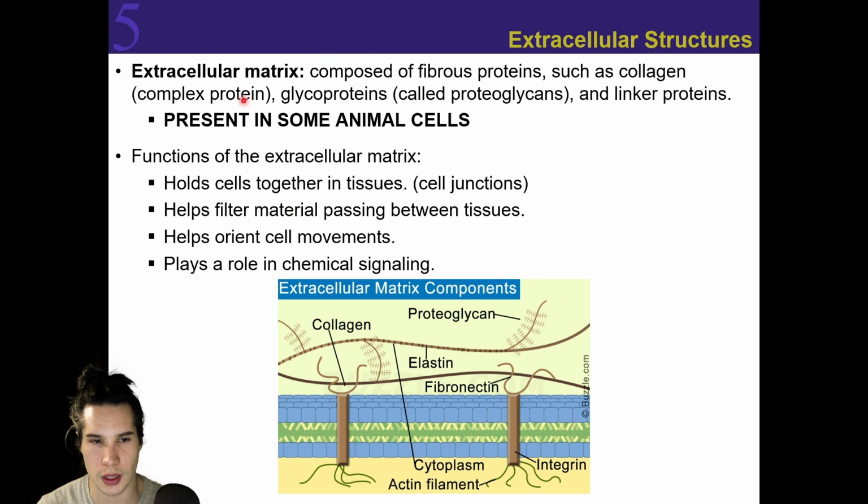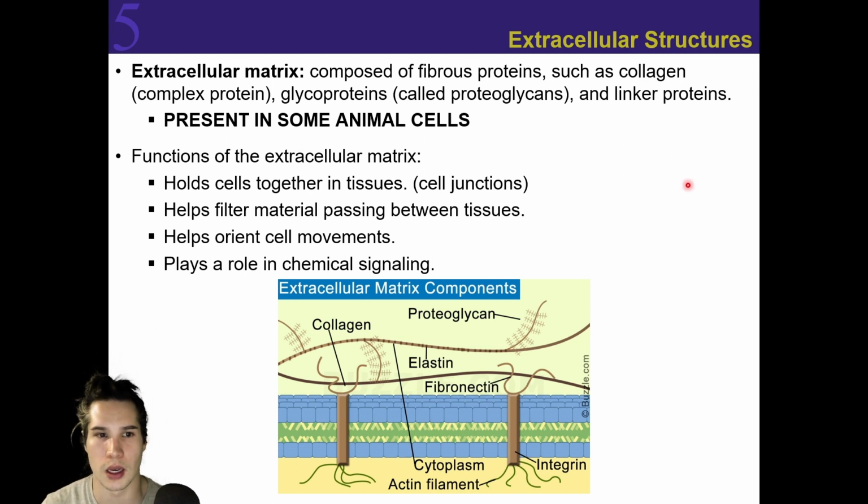Next, we have extracellular matrix. Your extracellular matrix is generally going to be created by the cells around it. Extracellular just means outside of the cell. Your surrounding cells will secrete all of the molecules or components of that extracellular matrix. Your extracellular matrix is going to be composed of fibrous proteins, things like collagen, which is a complex protein, or glycoproteins, or linker proteins.